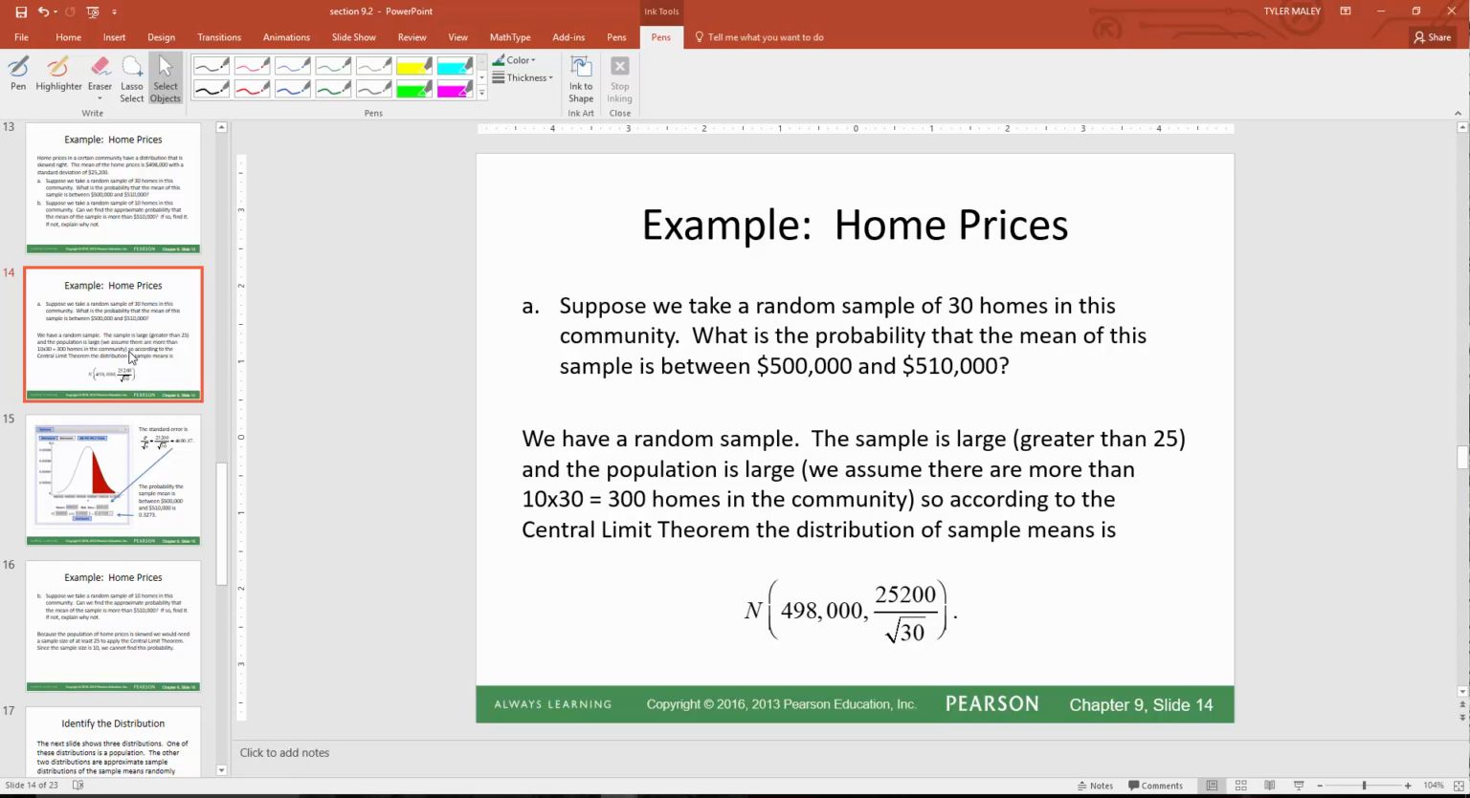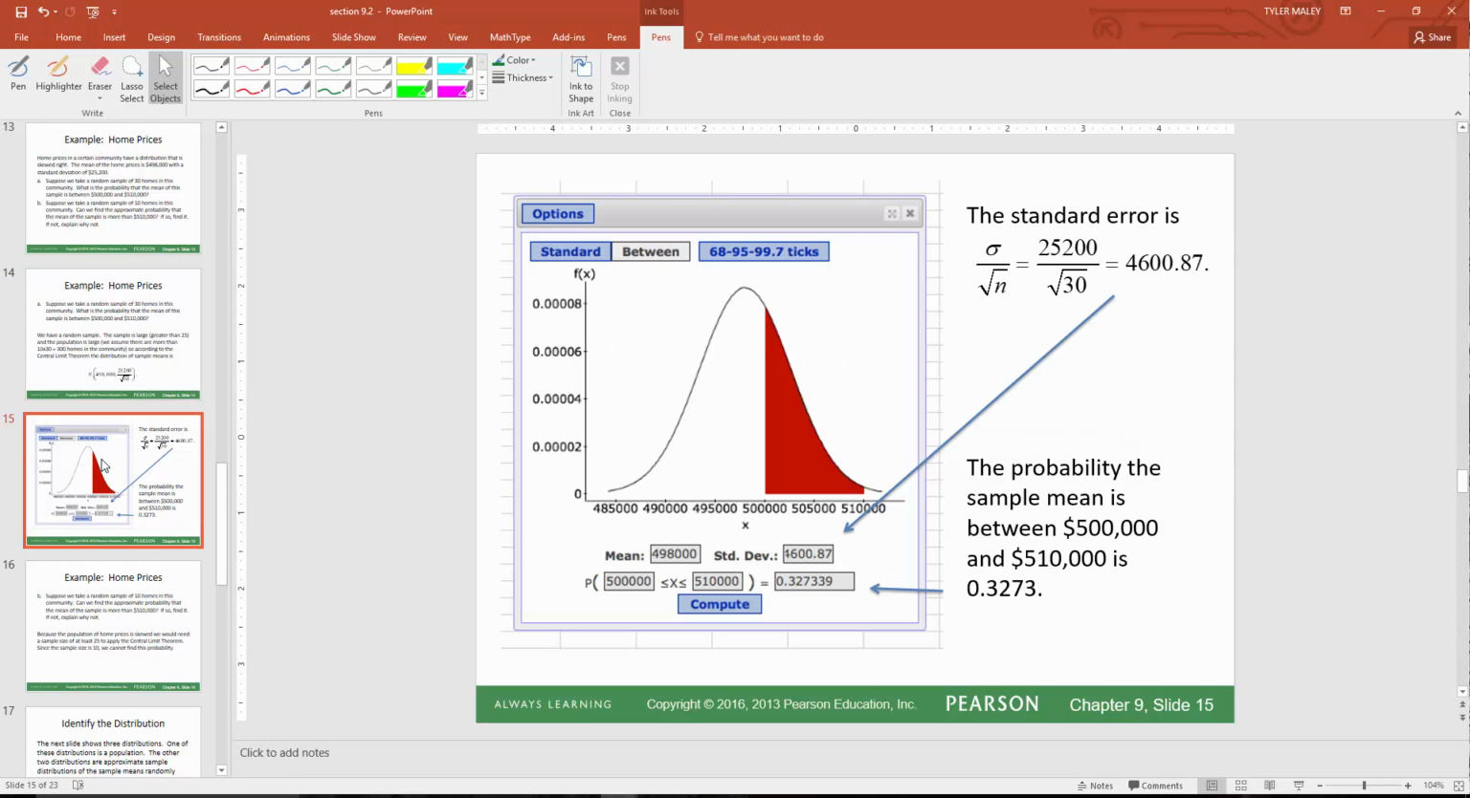So we assume that we're going to have a normal distribution with a mean of 498,000 and a standard deviation, or since we're doing a sampling distribution, standard error, of 25,200 divided by the square root of 30. Going on this slide, I have another printout of StatCrunch. Again, we need to plug in our standard error, our mean, and between what values we want x to be, and here's what we get.